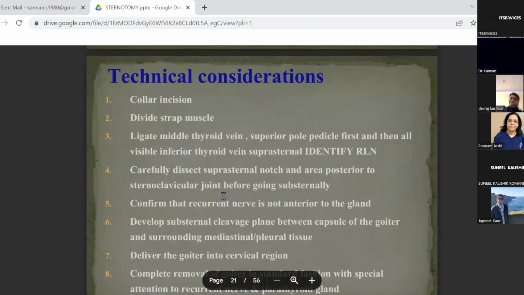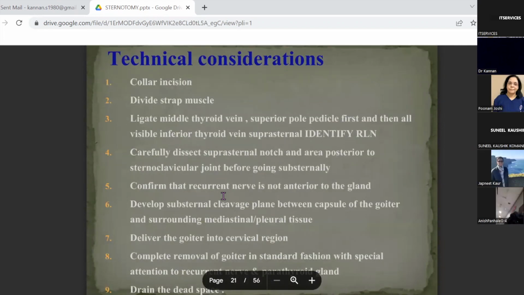So this is how we would normally start a patient with a retro-sternal extension in our practice. We have a thoracic surgeon backup, and we prepare the patient for sternotomy. The patient should be fit for a sternotomy. This is the preliminary thing. Once then, we do a normal collar incision, we tend to cut the strap muscles at the lower end, and all the other steps of thyroidectomy are normally done.